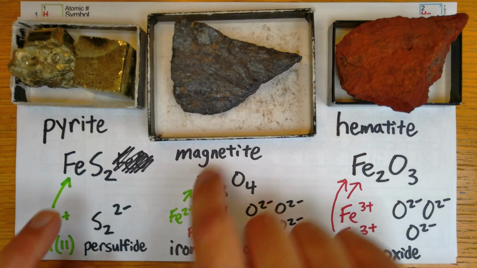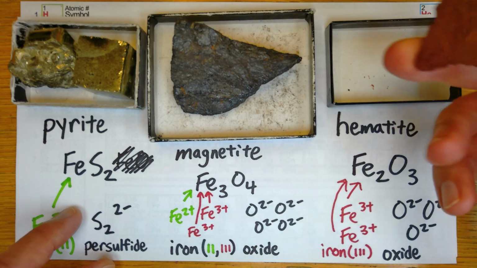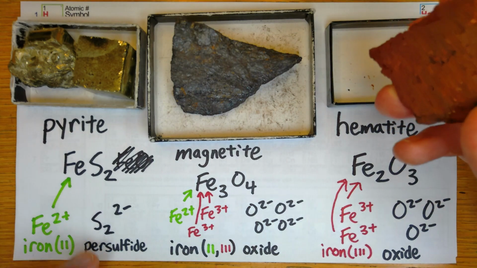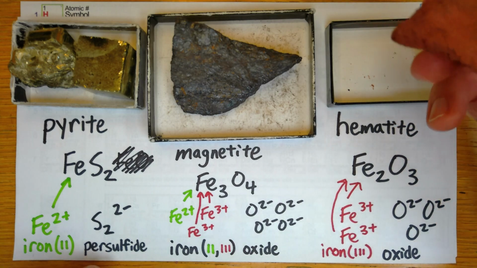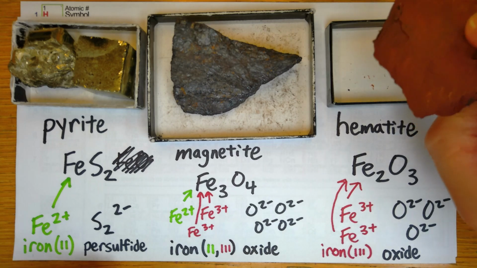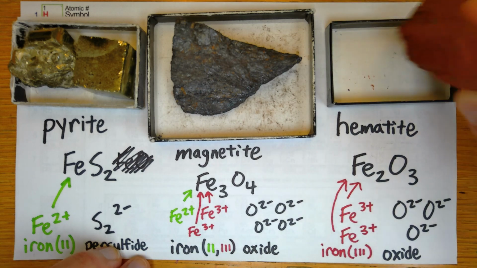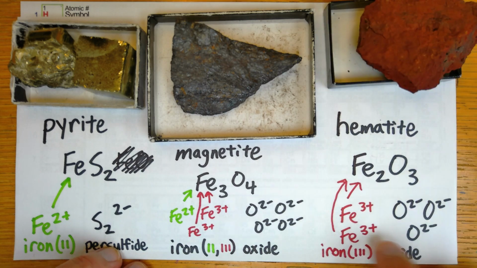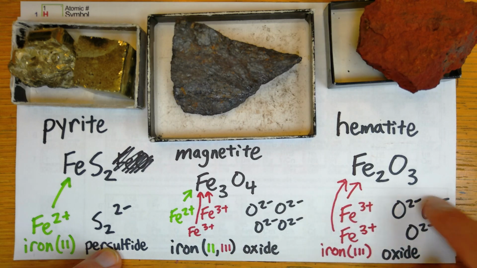All right, and then on the other side, we'll get to this one in a bit. We have hematite. This is very chemically similar to rust. This is iron 3 oxide. Nice red color here. If you scratch it, you can get red color on your paper. And that has 2 iron 3+ ions for every 3 O2- oxide anions.